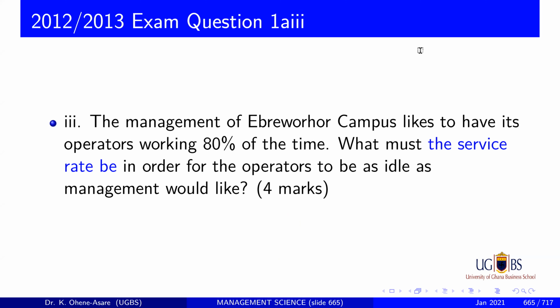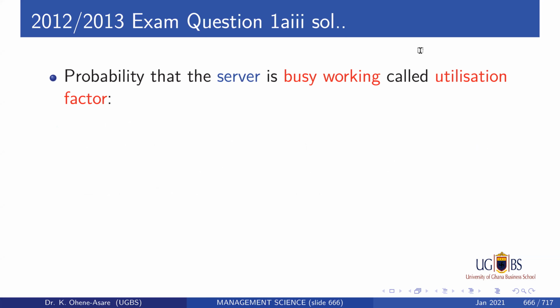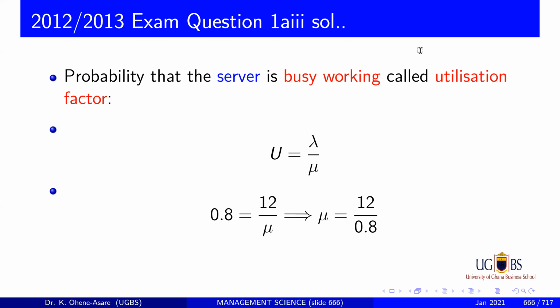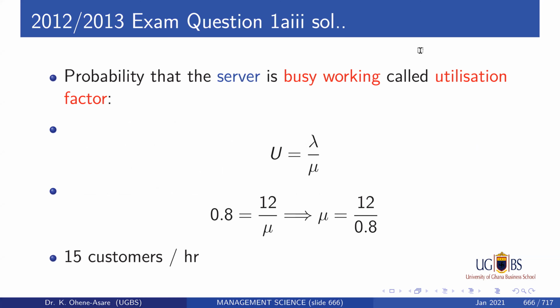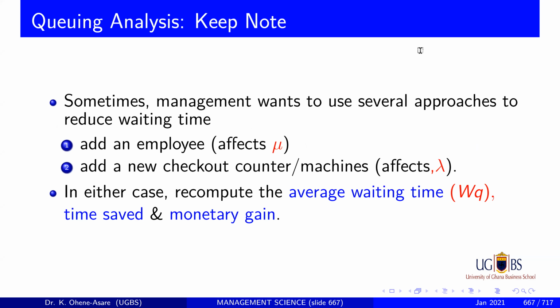Of course, if they are idle, it means that the opposite of that is, they are busy. So 1 minus that. You can use any one of them. You can use the idle formula to get it. So it has to be 15 customers per hour. And this is exactly how you compute some of those things.